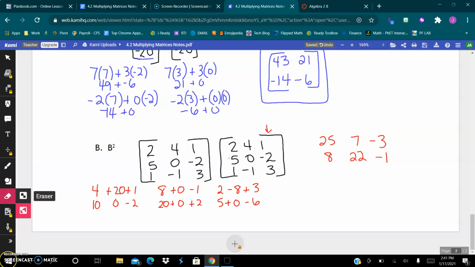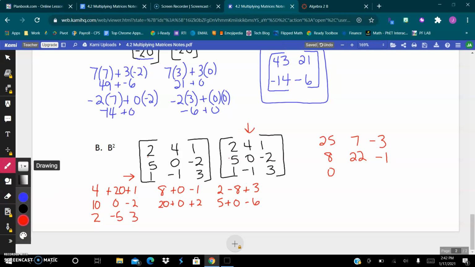And then our last row with our first column. Firsts would be 1 times 2 is 2. Middles, negative 1 times 5 is negative 5. And lasts, 3 times 1 is 3. So if we added that up, we would have 0. Then we're going to move to the middle column. Firsts, 1 times 4 is 4. Middles, negative 1 times 0 is 0. And lasts, 3 times negative 1 is negative 3. If we add that up, we get 1.